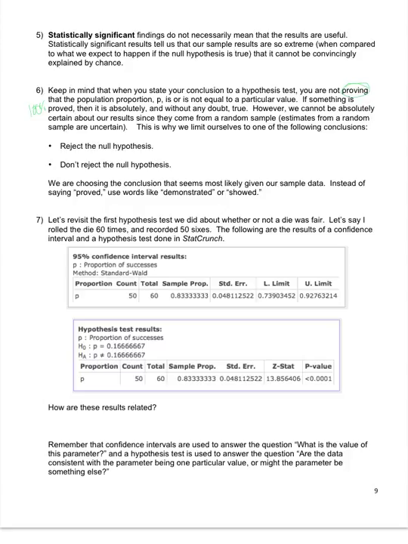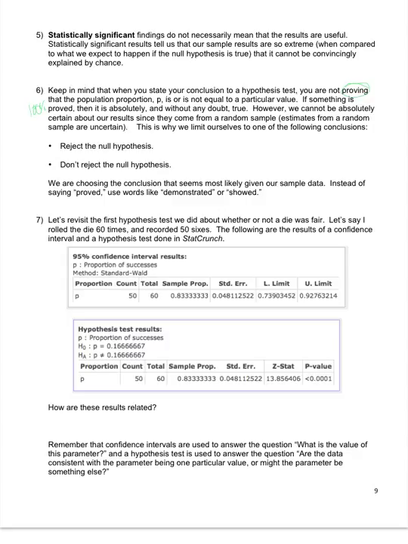However, you can't be absolutely certain about your results since they come from a random sample, and estimates from a random sample are uncertain. That is why we limit ourselves to one of the following conclusions. Again, we either reject the null hypothesis or we don't reject the null hypothesis. And we don't want to say we accept the null hypothesis. And we don't want to say we've proved anything. Okay, so we're choosing the conclusion that seems most likely given our sample data. So instead of saying something like proved, use words like demonstrated or showed.